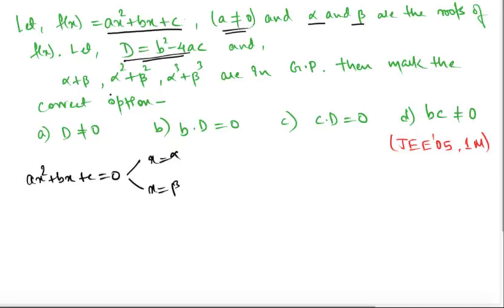Also it is given that alpha + beta, alpha² + beta², alpha³ + beta³ are in geometric progression. Then mark the correct option, and we have 4 different options here and we need to mark the only correct option. And by the way, this question was asked in JEE 2005 and it was worth 1 mark. But before we try it together, I would like you to try it on your own.